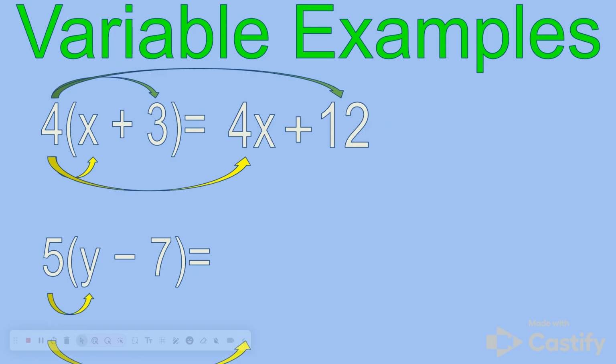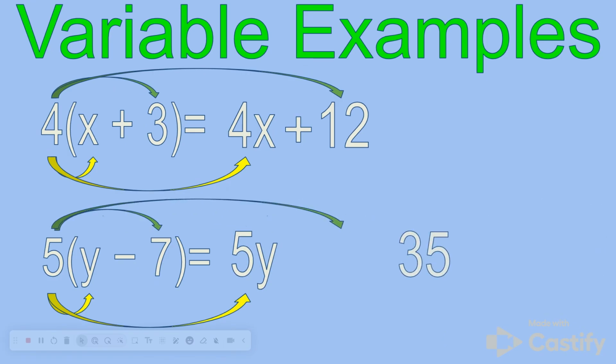Do 5 times y to get 5y. Then we do 5 times 7 to get 35. But since this is positive 5 times negative 7, signs are different. Positive times a negative is always a negative number. So my final expression is 5y minus 35. And if you're not good with multiplying or dividing integers, watch my video on that also to see the rules to multiply integers together.